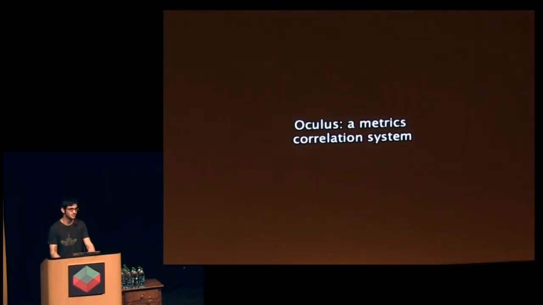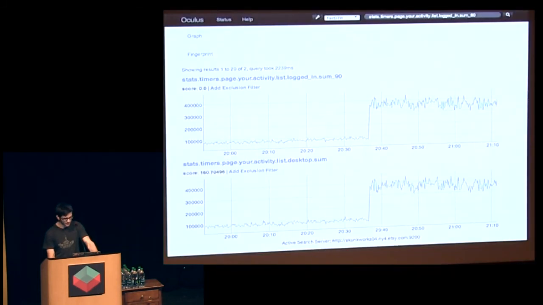We built a tool called Oculus, which is a massive scale metrics correlation system that happens in near real time. It's not as fast because it's super expensive to run. But the basic way it works is you give it a metric and it'll find metrics that look like it. So here's our metric that we had before. And not unsurprisingly, the 90th percentile sum looks similar to the sum.